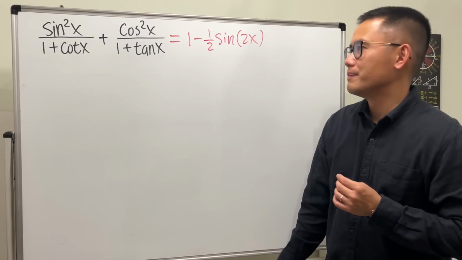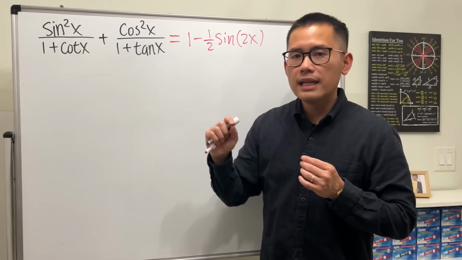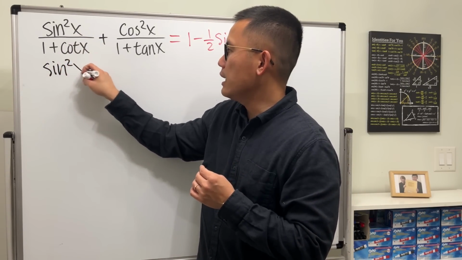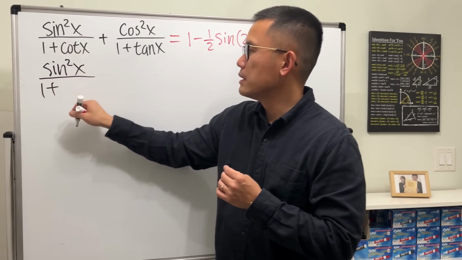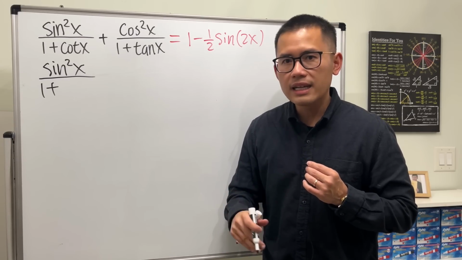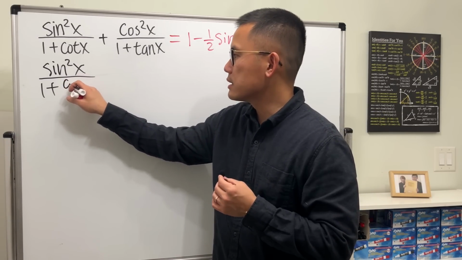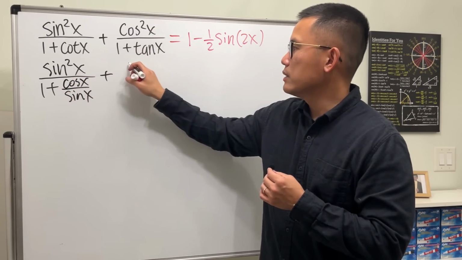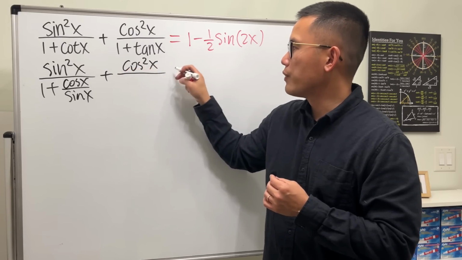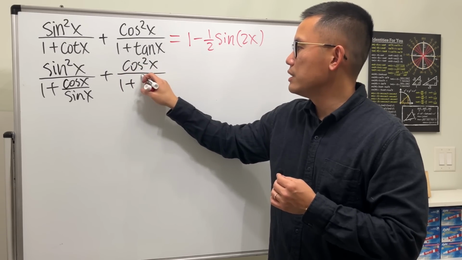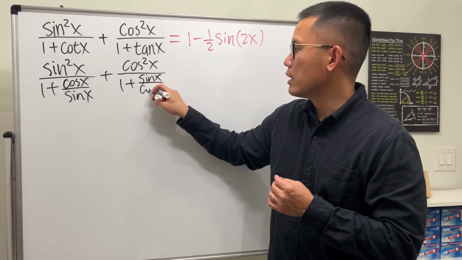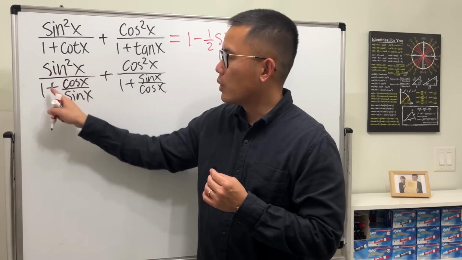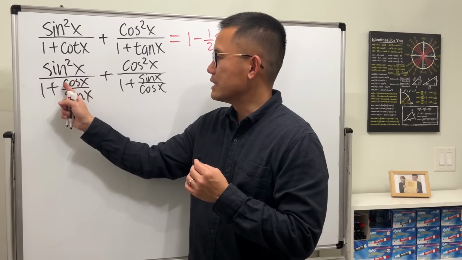It involves so much. Have a look. My strategy is, let's work with sine and cosine only. So here, this is sine squared x over 1 plus cotangent. We don't like that, so change that into cosine x over sine x. Now for this one, we have cosine squared x, which is good, over 1 plus tangent, which is sine x over cosine x.